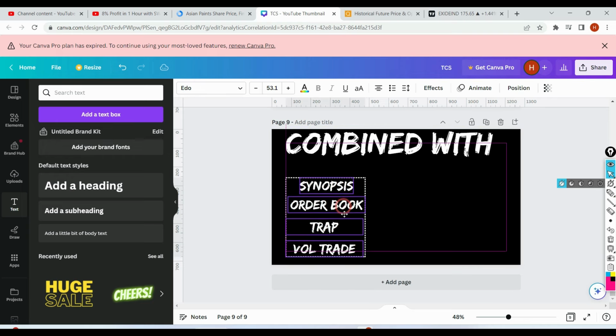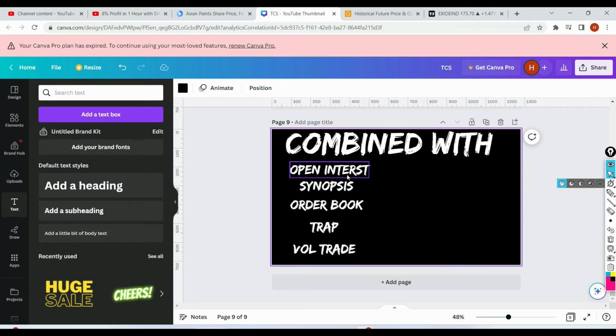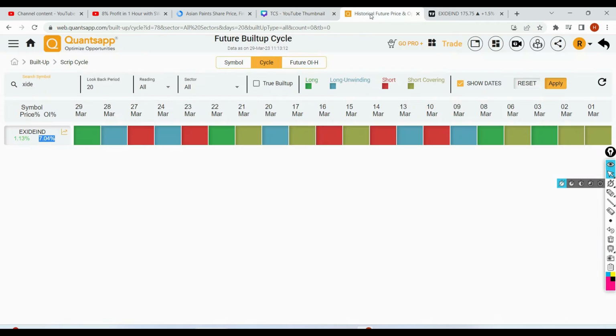One thing which I've not added here is simple, and this is very important: there is something called open interest. I'll combine this with a tool. Let me show you the tool, let me get you to the home page.